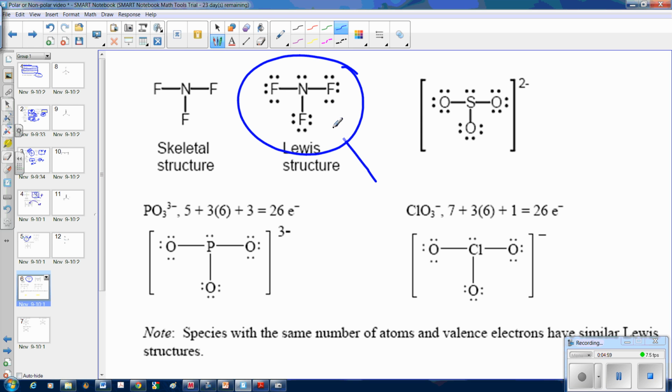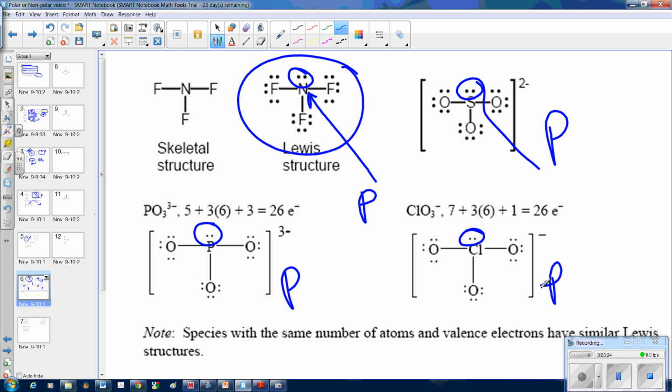This one, NF3. First thing I notice is the lone pair of electrons on the central atom. That molecule is going to be polar. Next one is SO3, 2 minus. First thing I see, lone pairs of electrons, automatically makes that molecule polar. PO3, 3 negative, lone pair of electrons, polar.